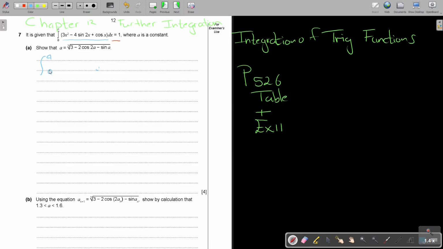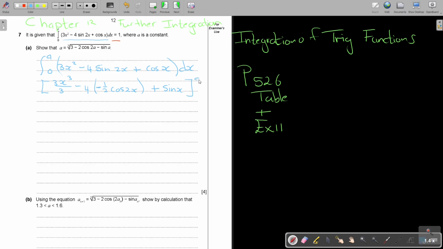So it's the integral from 0 to a of 3x squared minus 4 sin 2x plus cos x dx. Let's first just integrate that. Remember your rules. I add 1, so it's 3, and I divide by that 3 also. Minus 4, that's a constant. Now sin 2x, look at the rule, becomes minus a half cos 2x. And then cos x becomes sin x. Please memorize those rules.